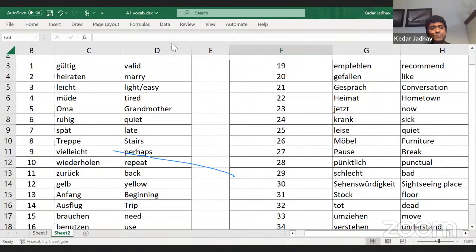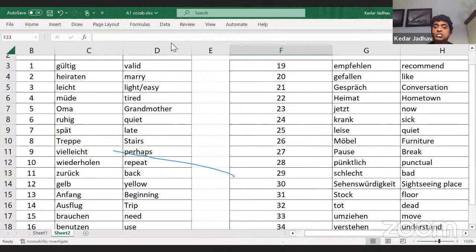Yeah. Schlecht, again a very important word. Bad, it's bad. Schlecht. The next word is very, very important because it's generally seen in A1, A2 exams. It's a very interesting word. Sehenswürdigkeit. Sehenswürdigkeit. Matlab kya dekhne jaisi cheezein? Matlab Munich mein Sehenswürdigkeit kya hai? BMW ka museum hai, ya fir jo castle hai. So dekhne jaisi cheezein. Sehens, dekhna. Würdig is kind of worthy. Sehenswürdigkeiten, dekhne jaisi places.